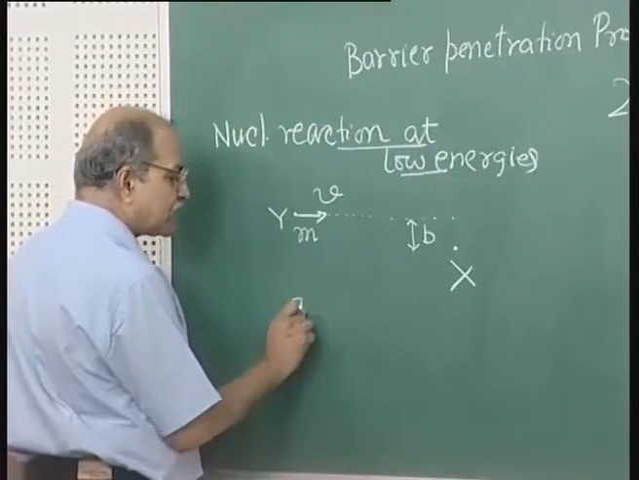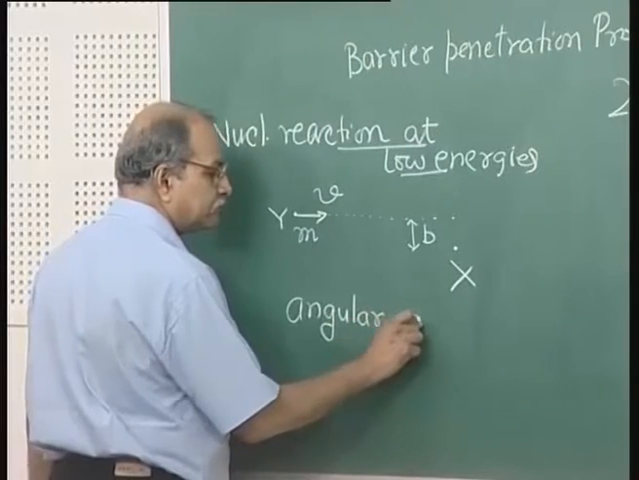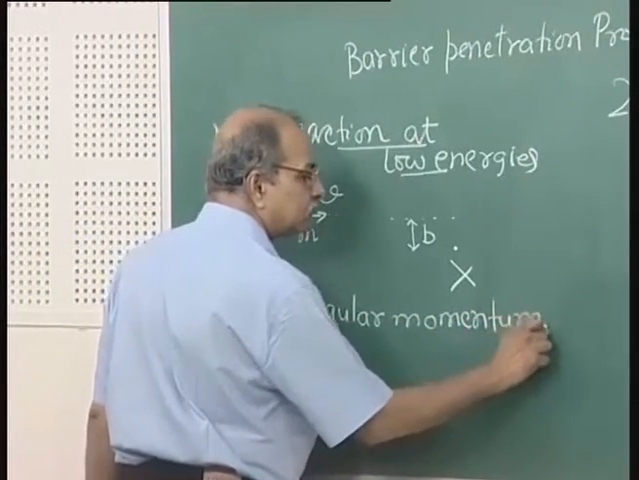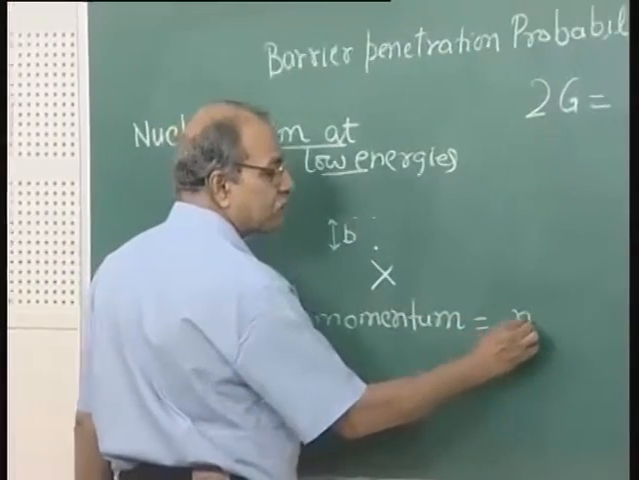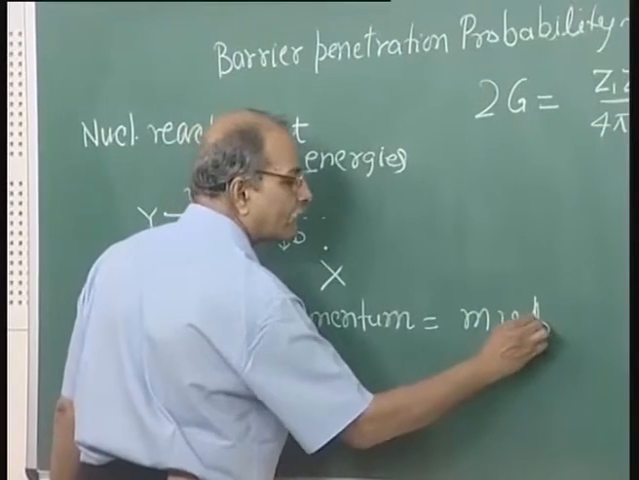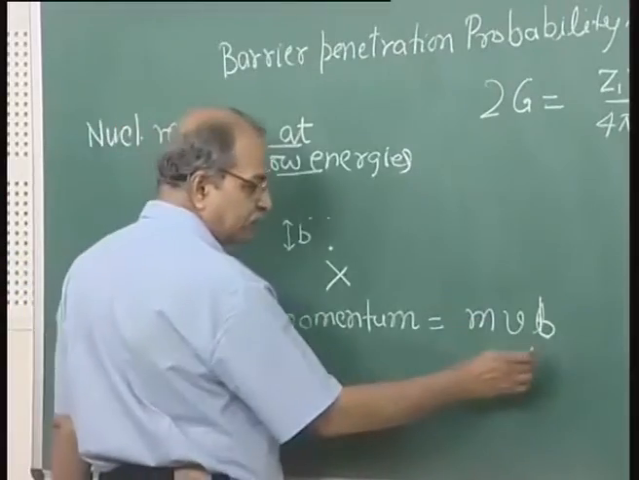So, the angular momentum is m into v into b. This is b.